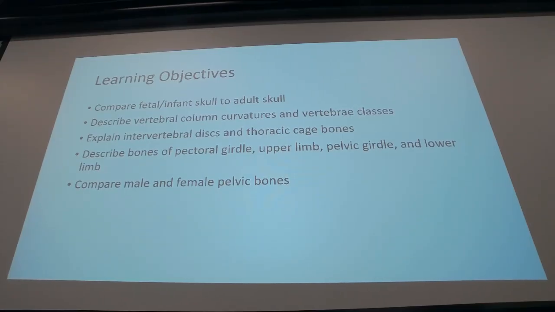And then we're going to see some of these joints in the skeletal system, like the pectoral girdle, the pelvic girdle, and then we're going to see as well the differences between the male and female pelvises, along with the bones of the limbs.